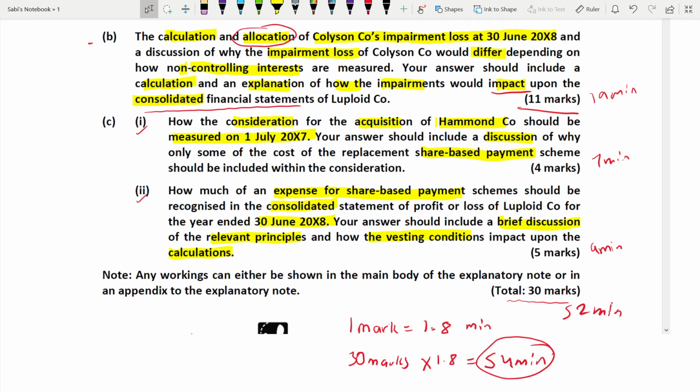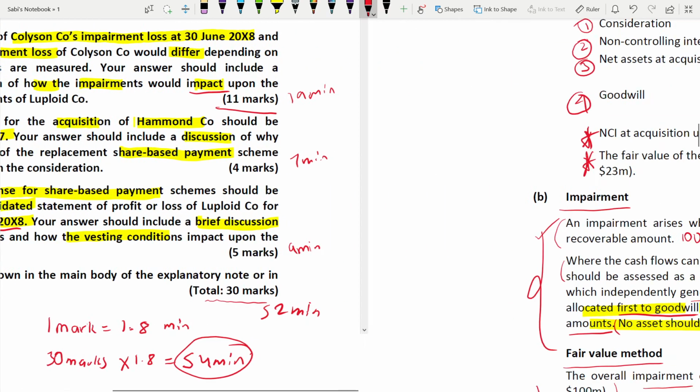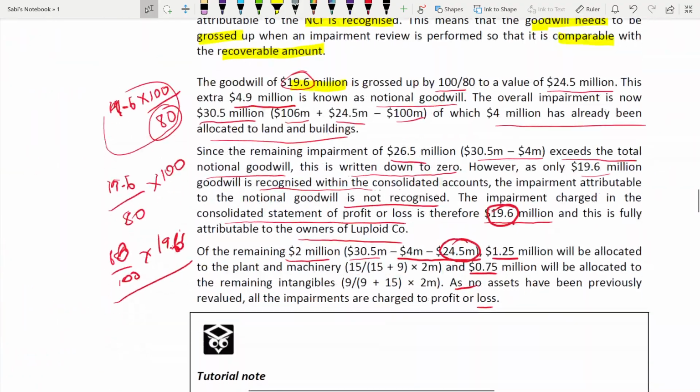So next is for 5 marks. How much of the expense should be recognized in the consolidated statement of profit or loss for the year ended 30th June 2008? Because share-based payment, whatever you do, there is an expense, right? It is an expense only from the company's side. So expense, where will it be recorded? In the statement of profit or loss, in the consolidated statement of profit or loss, right? For the year ended, how much? Okay, and a brief discussion has to be there of the relevant principles and how the vesting conditions can have an impact upon the calculations. And altogether is for 5 marks. So let us see how to attempt this type of question.